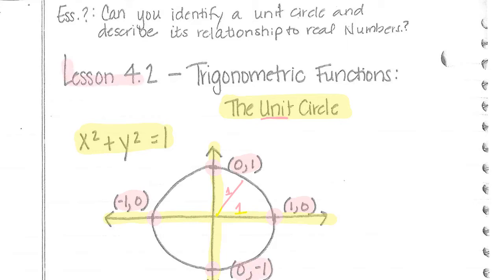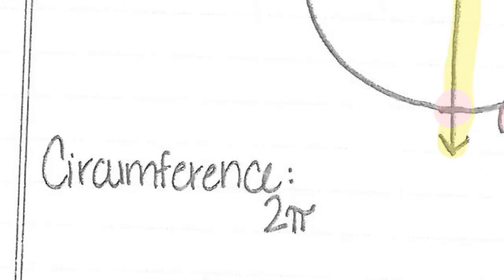We are working in lesson 4.2. We're doing trig functions. And our essential question is, can you identify a unit circle and describe its relationship to real numbers? I know the circumference all the way around a circle is 2 pi. We are going to be working with some new words.